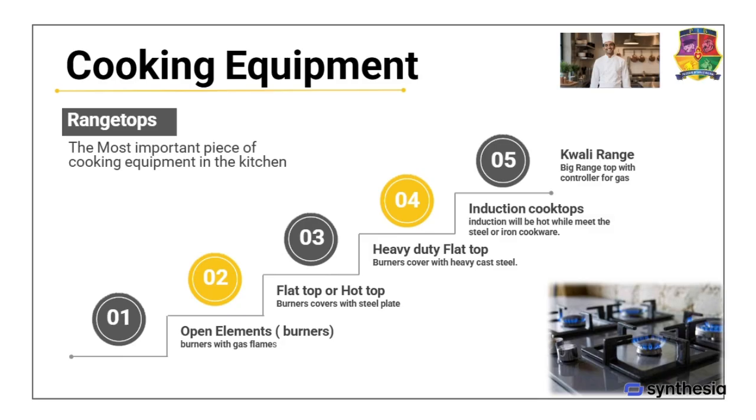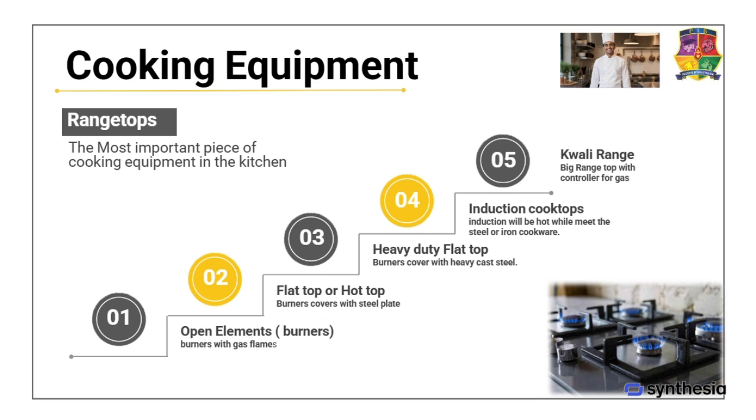Fourth, induction cooktops. Instead of using a direct flame, induction technology heats suitable metal cookware through induction. One of its characteristics is that the cooking surface itself remains relatively cooler compared with the cookware. And finally, we have the quali range. This is a large cooking range with gas controls, commonly associated with high-volume cooking and Asian-style cooking operations.